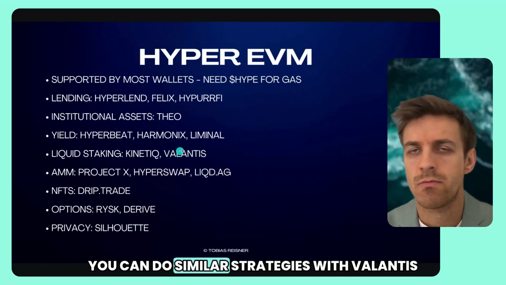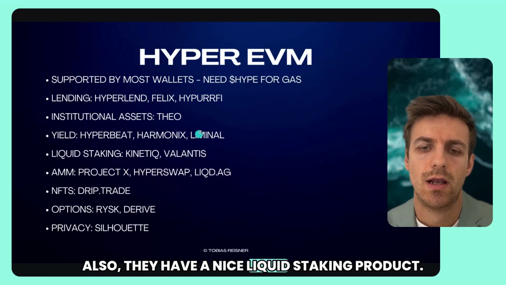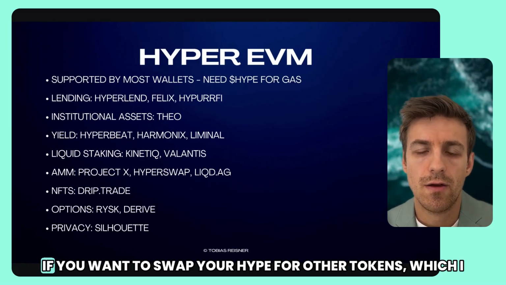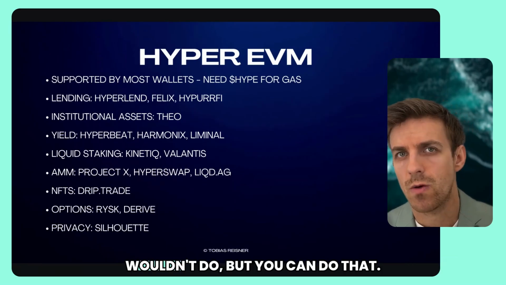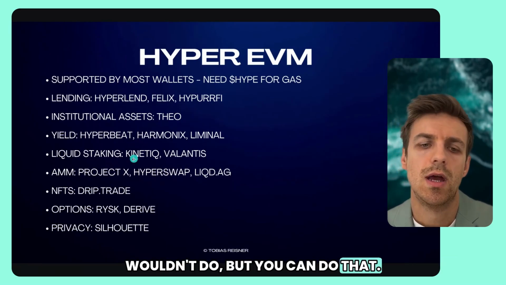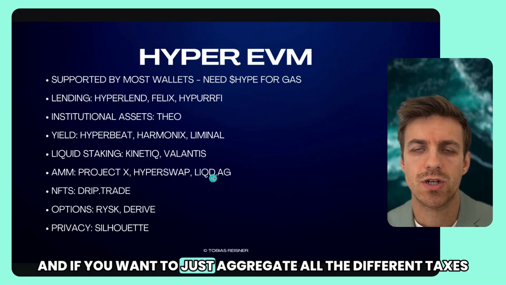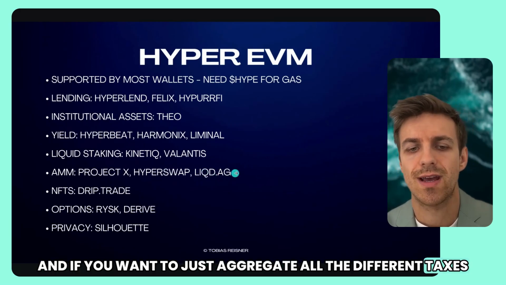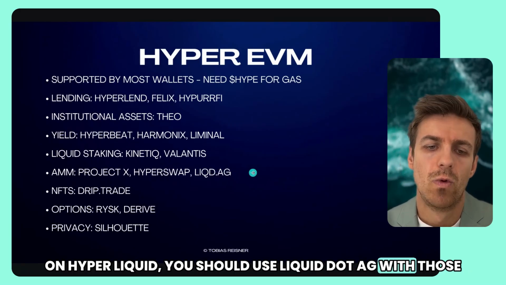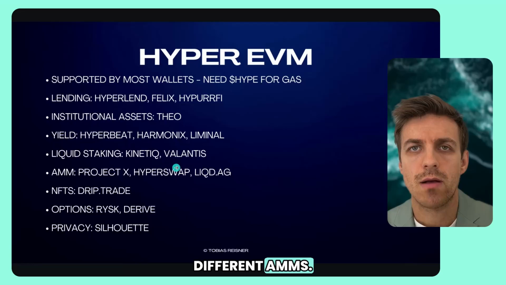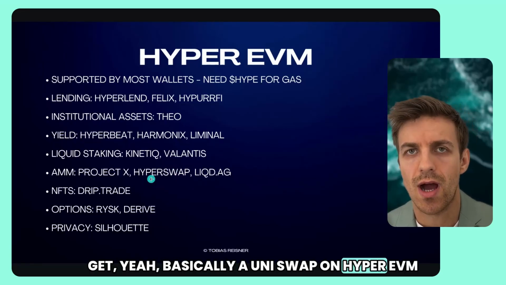You can do similar strategies with Volantis. Also, they have a nice liquid staking product. If you want to swap your HYPE for other tokens, which I wouldn't do, but you can do that, you can use Project X HyperSwap. And if you want to aggregate all the different DEXs on Hyperliquid, you should use liquid.ag. With those different AMMs, you get basically a Uniswap on HyperEVM.